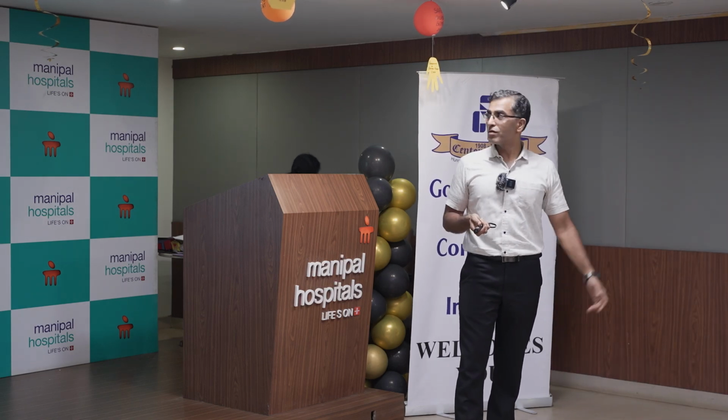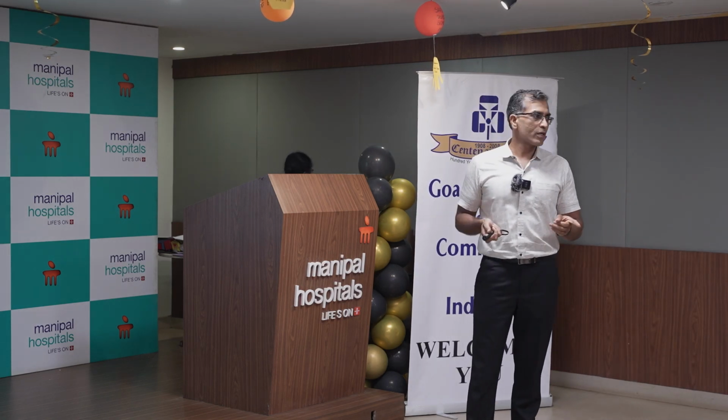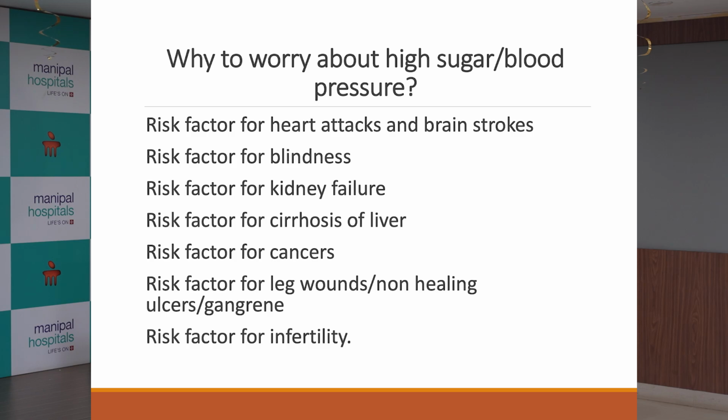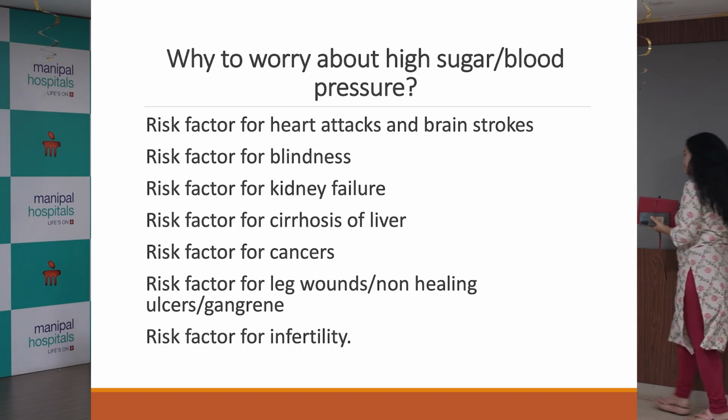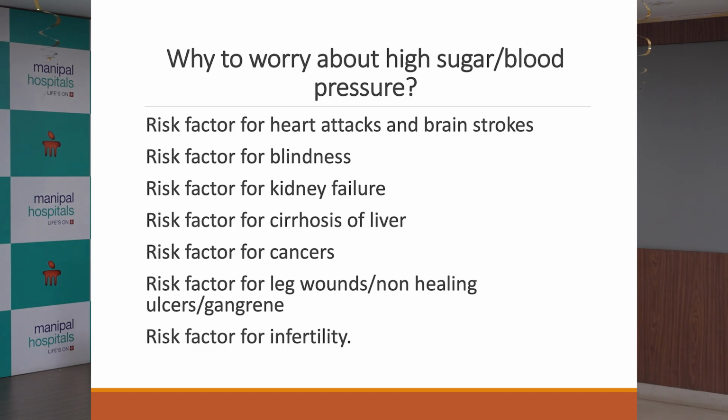They are risk factors for heart disease and brain stroke, which Dr. Jyoti and Dr. Amruta are going to talk about. Risk factor for blindness, risk factor for kidney failure, then cirrhosis of liver. Diabetes is one of the major causes of cirrhosis of liver. A lot of people don't know that. Risk factor for cancers. Diabetic patients are more prone to different cancers. Risk factor for leg wounds, non-healing ulcers, gangrene.